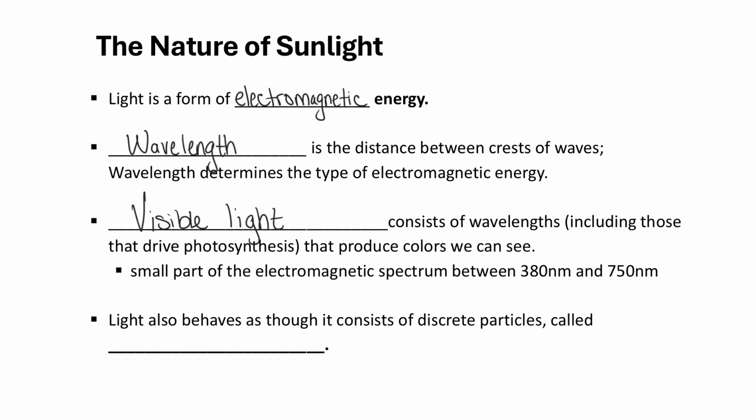Wavelength is going to determine the type of electromagnetic energy. Visible light consists of wavelengths, including those that drive photosynthesis, that produce colors that we can see. A small part of the electromagnetic spectrum consists of this visible light, and it is between 380 to 750 nanometers. Light also behaves as though it consists of discrete particles called photons.